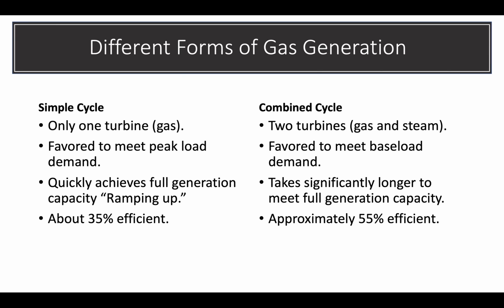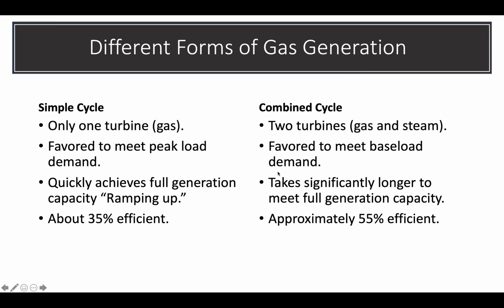So as a result, combined cycle generators are much more efficient, but also slower and more costly to operate. So let's walk through some of the differences listed on this slide. Simple cycle, there's typically only one turbine. It is favored to meet peak load demand, quickly achieves full generation capacity ramping up, which is part of the reason why it's favored to meet peak load demand. They operate at about a 35% efficiency.